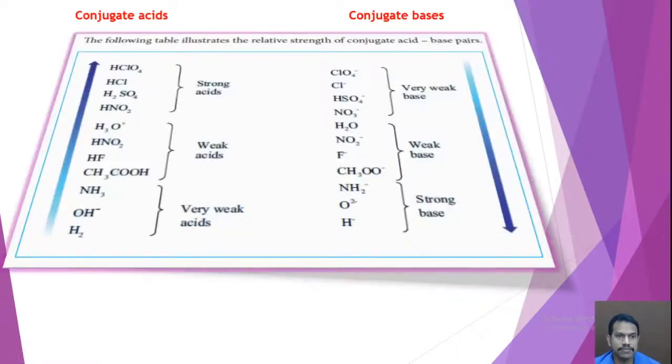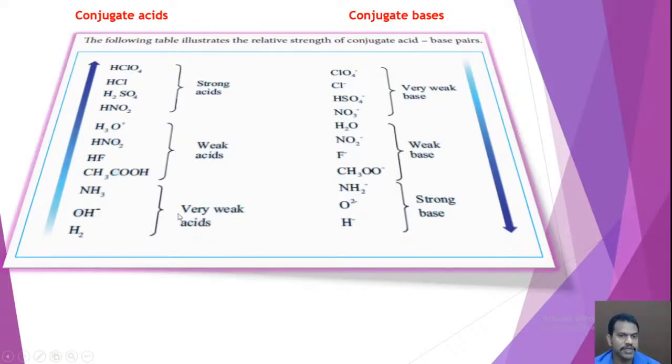Here I have given some examples of conjugate acids and conjugate bases. The following table illustrates the relative strength of conjugate acid-base pairs. HClO4, perchloric acid, HCl, hydrochloric acid, H2SO4, sulfuric acid, HNO3, nitric acid. These are all called strong acids. They are ready to donate H plus ions to the water; that's why they are strong acids, otherwise you can say completely dissociated. Next, the hydronium ion H3O plus, HNO2, then hydrofluoric acid HF, then acetic acid CH3COOH; these are all weak acids, partially dissociated.